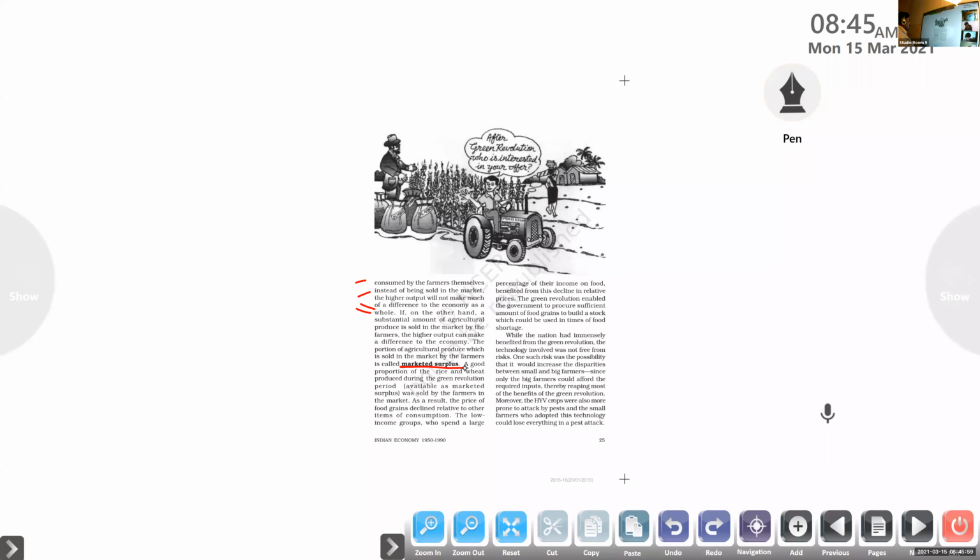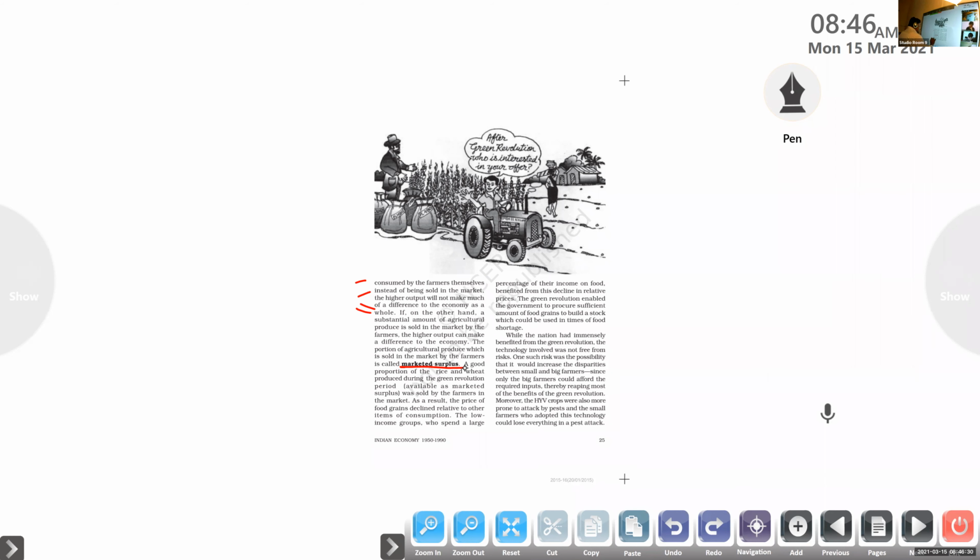A good production of rice and wheat produced during the Green Revolution period was available as market surplus. It was sold by the farmers in the market. As a result, the price of food grains declined relative to other items of consumption. So the farmers started cultivating rice and wheat related with the Green Revolution, and they were able to sell that product in the market.